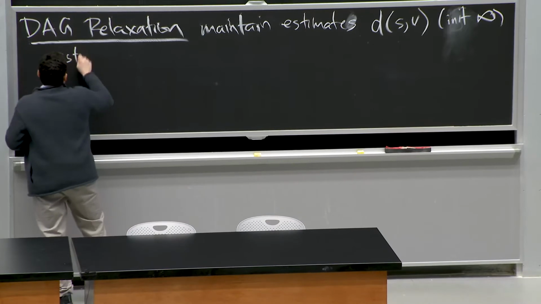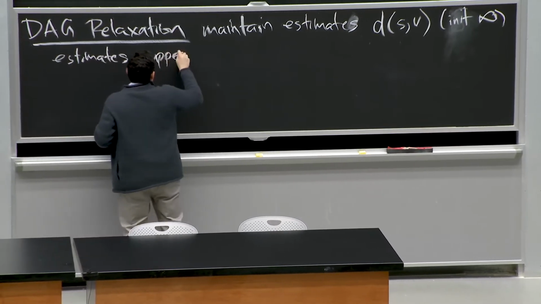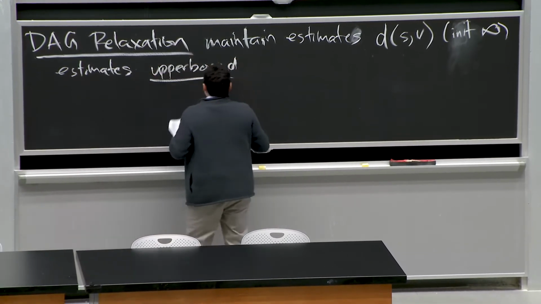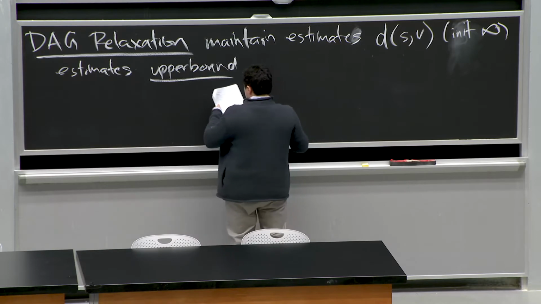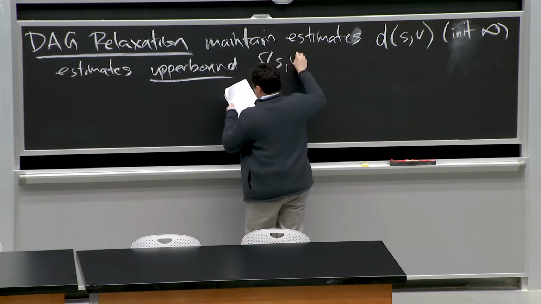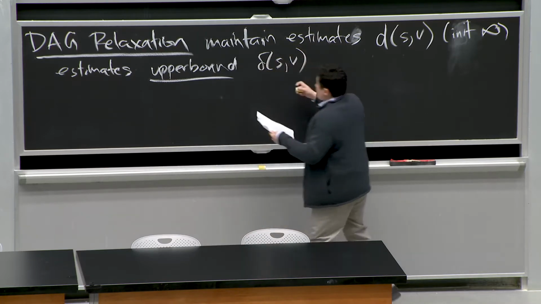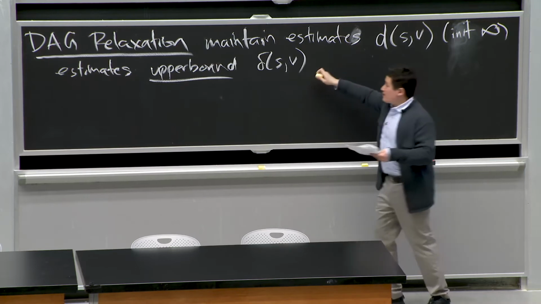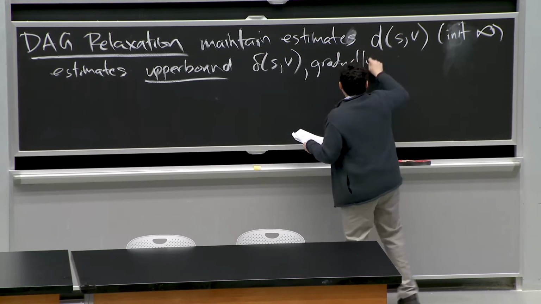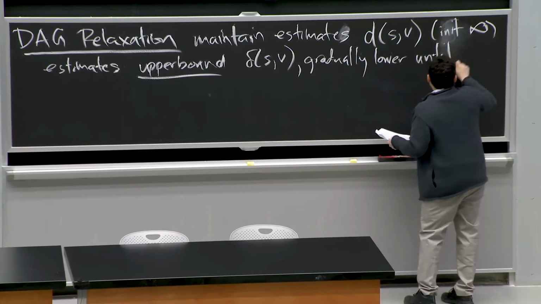estimates upper bound. That should probably be two words. Upper bound delta SV. We're going to maintain that they upper bound this thing and gradually lower them until they're equal.